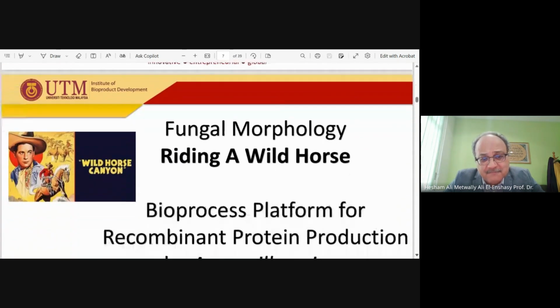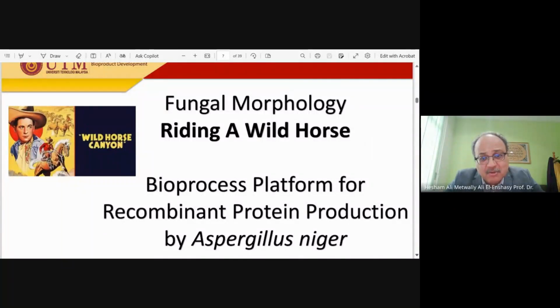Fungal morphology: riding a wild horse, exactly like how to control this wild horse. A bioprocess platform for recombinant protein production by Aspergillus niger, which I am going to present, showing you a real process which I developed a long time ago and improved in the meantime in many directions for scaling up of the process and keeping the same morphology.